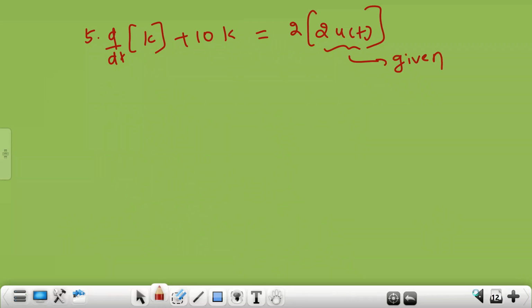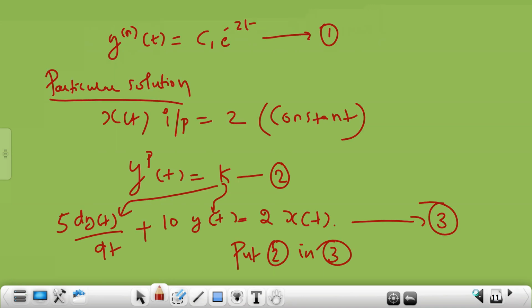I repeat once again. After observing your input, which is a constant value, it is understood that your particular solution will be constant. That is why from the table I took case number 1 and your particular solution is k. Now, based upon this particular solution, you should substitute in the given equation, that is 3. The differential equation is given in your question. In that, we are going to substitute.